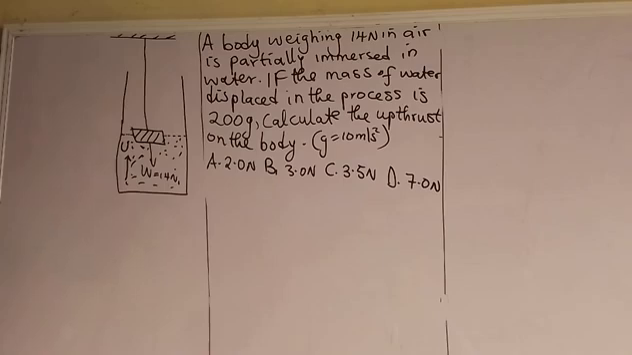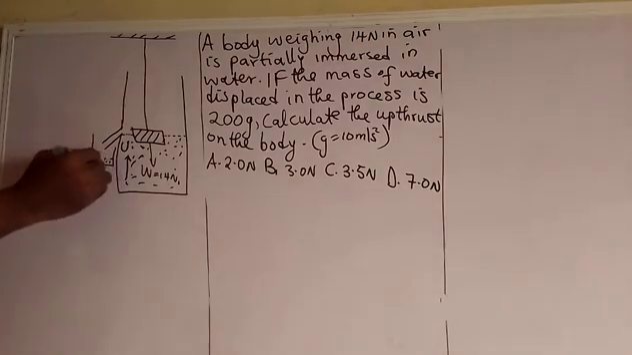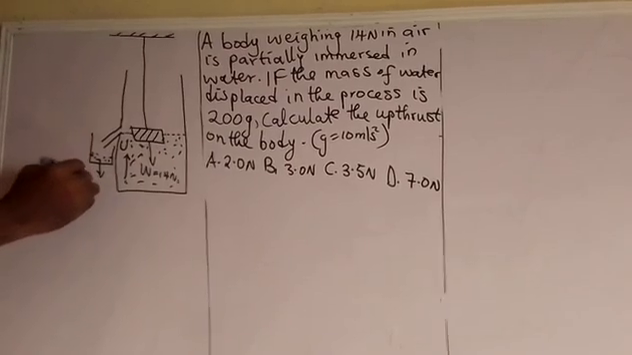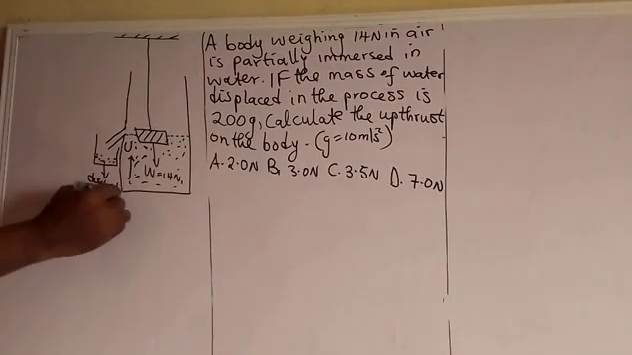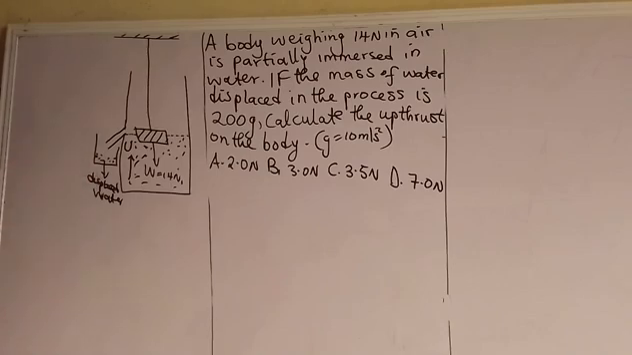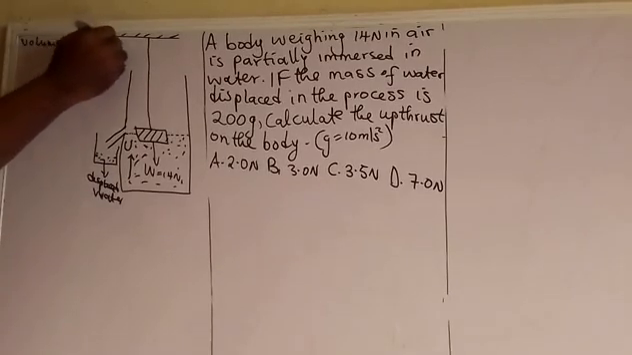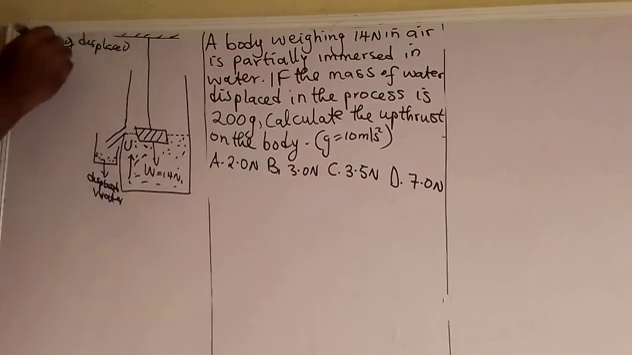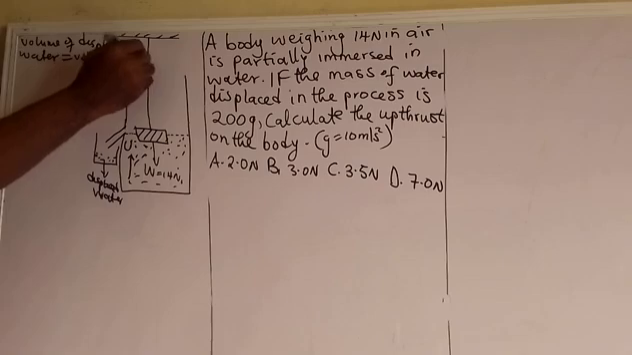Now what will happen? As soon as you lower this object inside water, some part of water will start to go away. A volume of water will go away so that the object will occupy it. Now imagine this is the volume, this is the displaced water. So the volume of displaced water must be equal to the volume of object immersed.